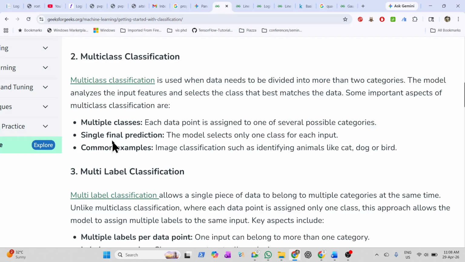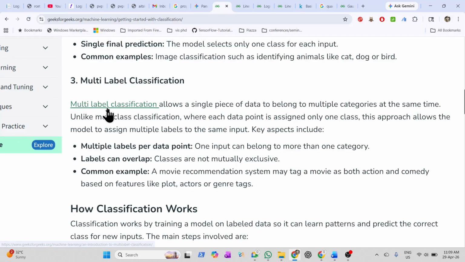It can be 10 classes, that is also fine, 2 also fine, 3 also fine, but you should have a discrete number of classes. Eventually we get a single final prediction, only one class. An example includes an image in which the image can contain a cat, a dog or a bird.